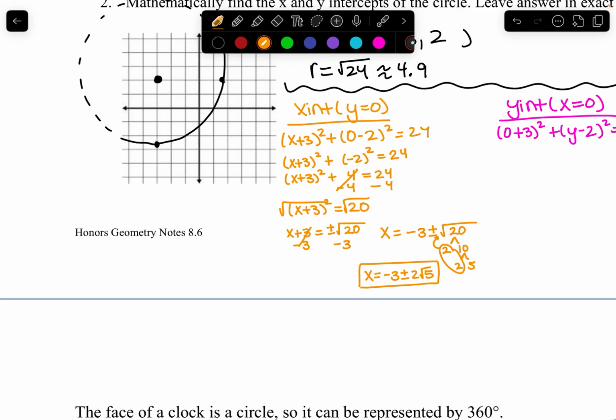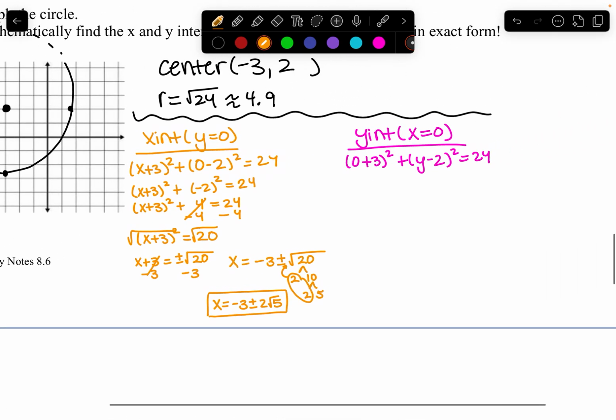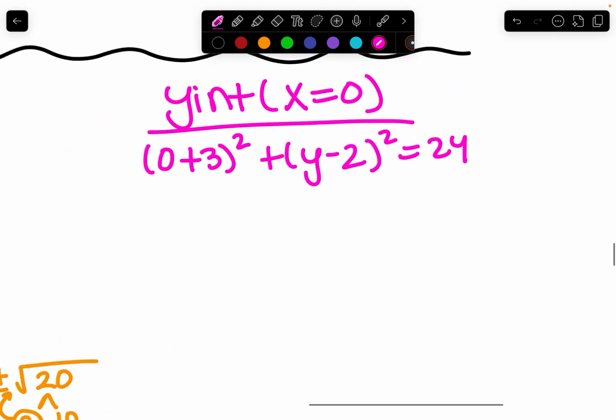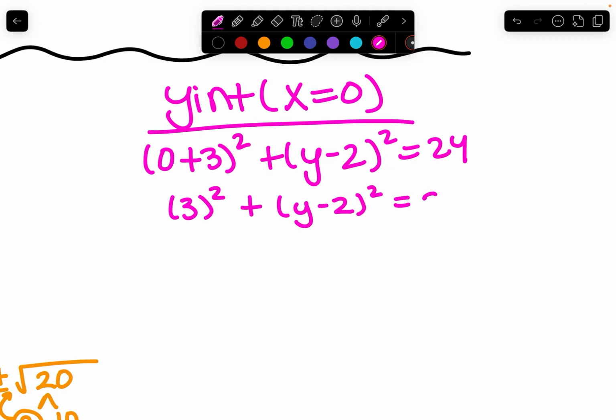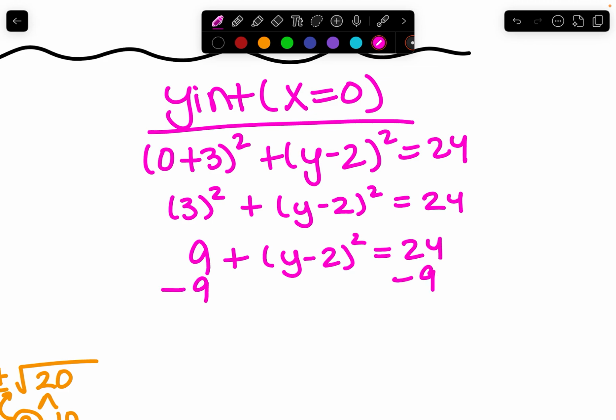They're pretty gnarly. Now I'm going to come over here and find the y-intercepts doing the exact same thing. This is 3 squared plus y minus 2 squared equals 24. This is 9 plus y minus 2 squared equals 24. We're going to subtract 9 on both sides. And we get y minus 2 equals, whatever that is, 24 minus 9 is 15.